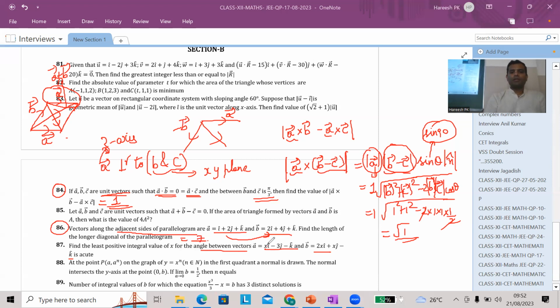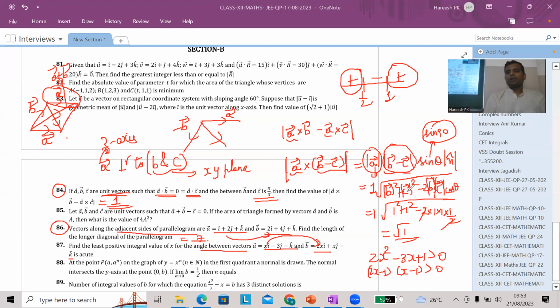Take the dot product. What do you get? 2x square minus 3x plus 1 should be greater than 0. Now use the wavy curve method. So you'll get 2x minus 1 into x minus 1 greater than 0. So what are the roots? X is either half or 1. So positive, negative, positive. So either this region or that. And remember, greater than 1, so 1 is not included.